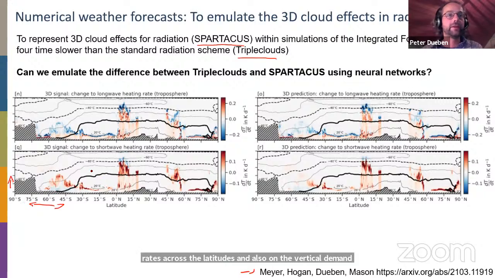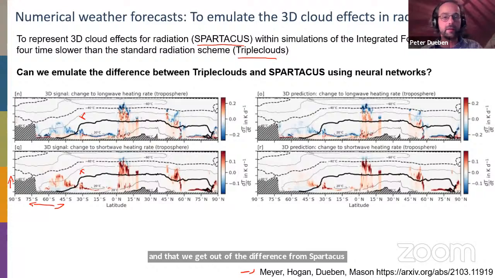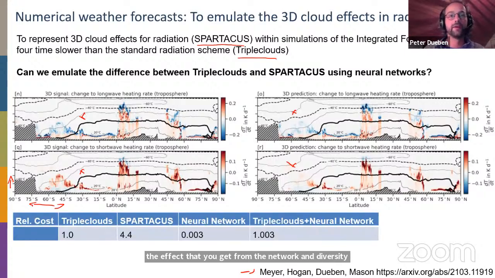And on the left, you see the heating rate for long wave and short wave that we get out of the difference from Spartacus and triple clouds in the real systems, in the real parametrization schemes. And on the right, you see the effect that you get from the neural network, and you basically see the effect is very similar in both cases.